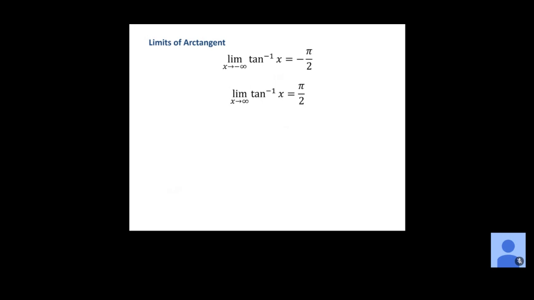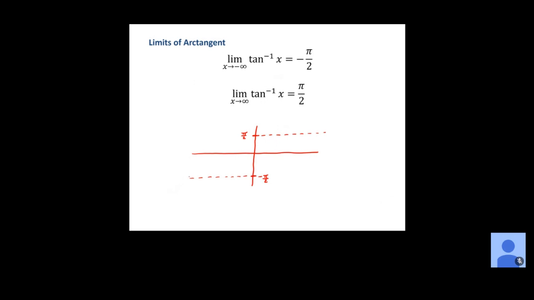Horizontal asymptotes. Good. So remember, whenever you get a specific value as your limit as x approaches negative infinity or positive infinity, we know there's going to be horizontal asymptotes for that graph. So what this graph looks like, if you don't remember arctangent, we're going to have a horizontal asymptote at negative pi over 2. You're going to have a horizontal asymptote at positive pi over 2. It's approaching negative pi over 2 as we go to negative infinity. It's approaching positive pi over 2 as we go to positive infinity.